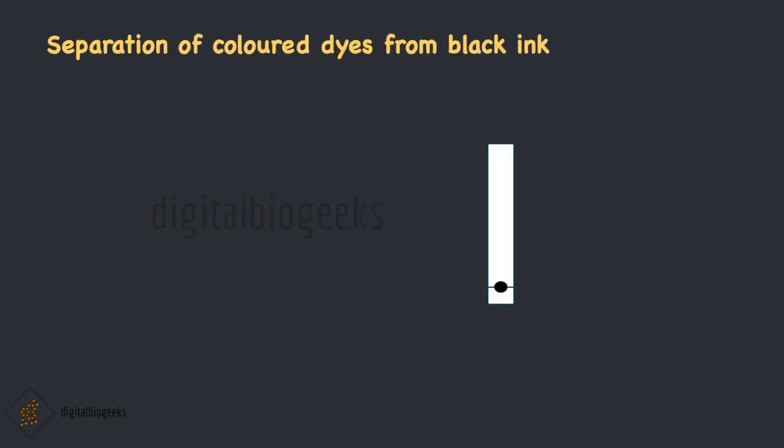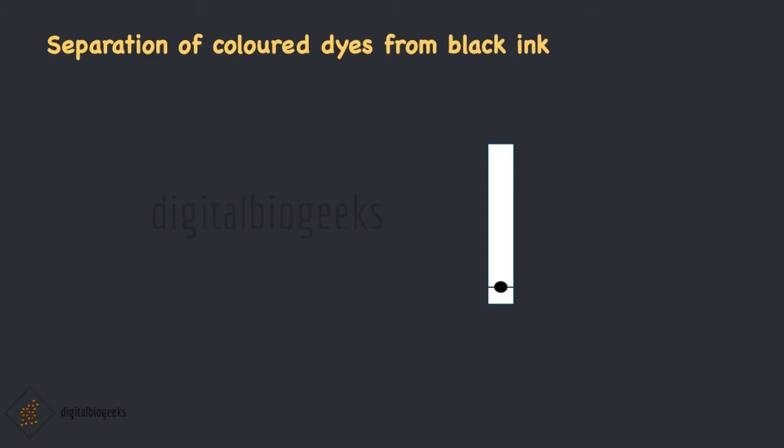Now separation of colored dyes from black ink. The black ink contains 2 to 3 colored dyes in it. Let's try to separate the colors of black ink. Take a thin strip of filter paper, draw a line on it with a pencil approximately 3 cm above the lower edge. Put a small drop of ink from the fountain pen on the center of the line.